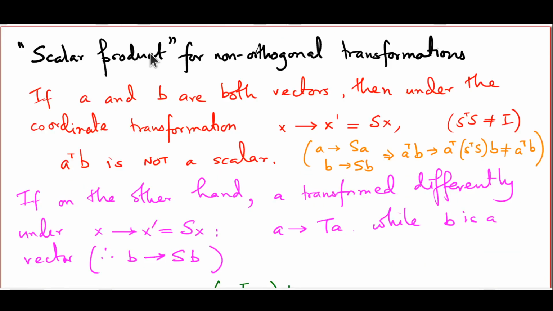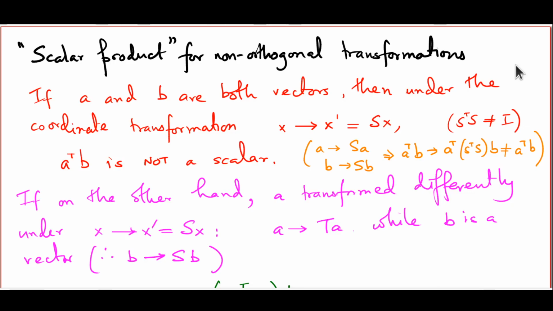Can we then rescue the notion of the scalar product for non-orthogonal transformations? Note that I have written scalar product within quotes here, and there is a reason for that. You will soon see why this is really not a genuine scalar product that we are talking about, but something very similar.